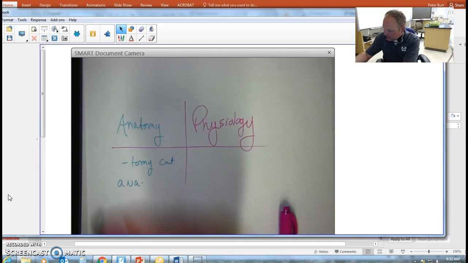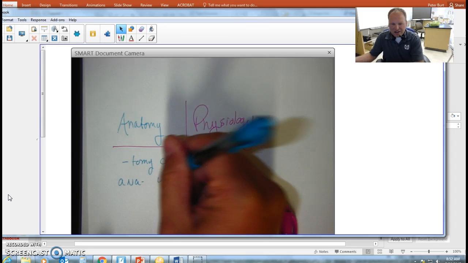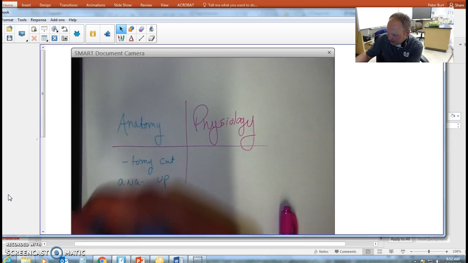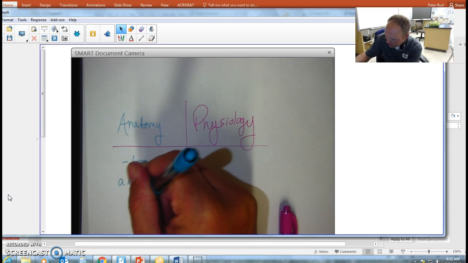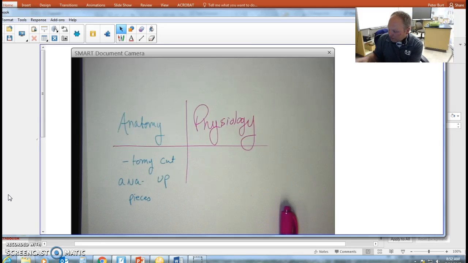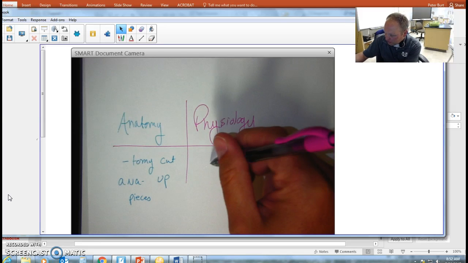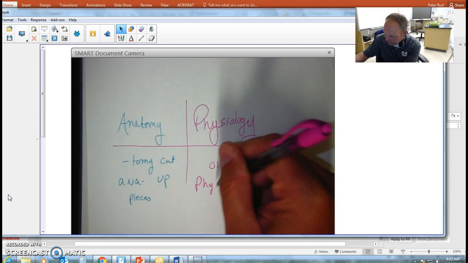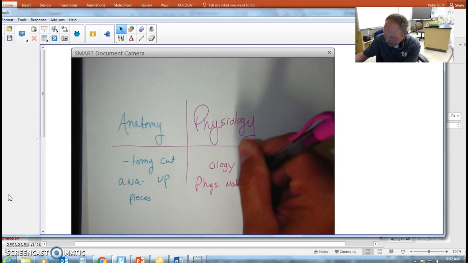So if you look at it in a kind of morbid way, that's what anatomy is. You take the body, you throw it on a table, and you cut it up into many, many pieces. It's all the parts and pieces. Physiology is a little bit different. Ology is the study of, and so what in the world is phys? Phys, actually in medical terminology, means nature.